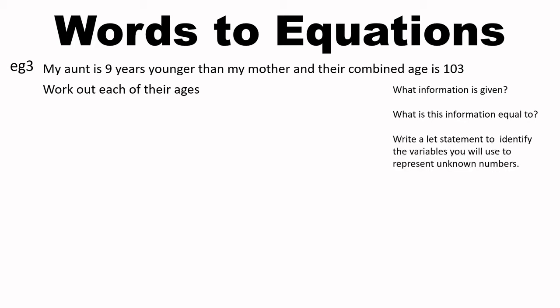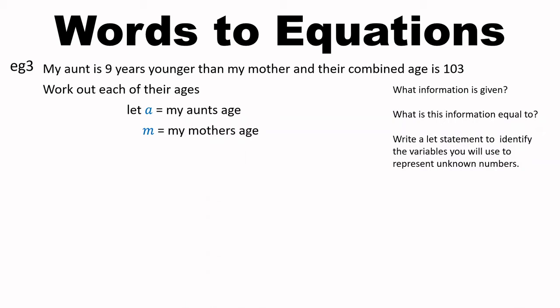So let's start by writing let statements to identify the variables that we're going to use to represent the unknown numbers. In this case, I don't know what my aunt's age is, so I'll say let A equal my aunt's age. Nor do I know my mother's age, so I'll let M equal my mother's age.